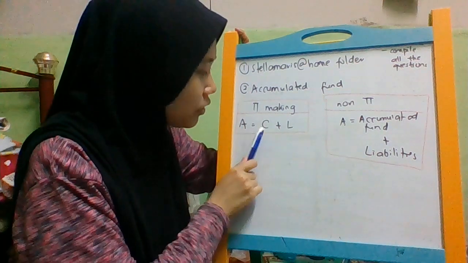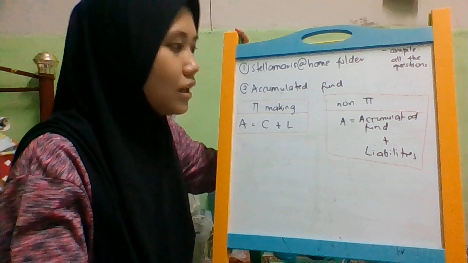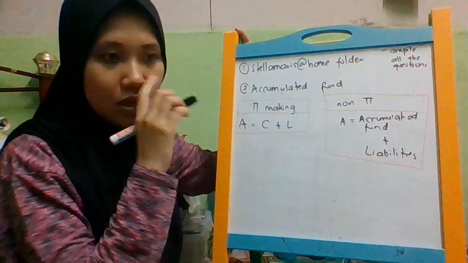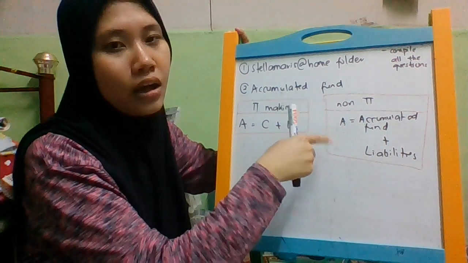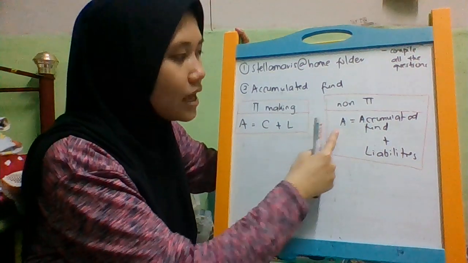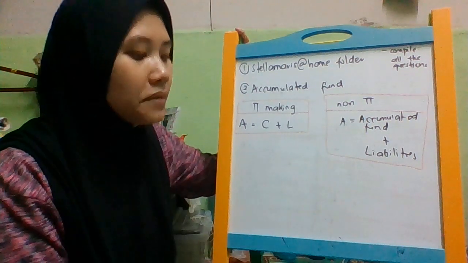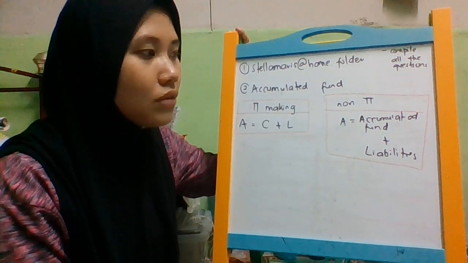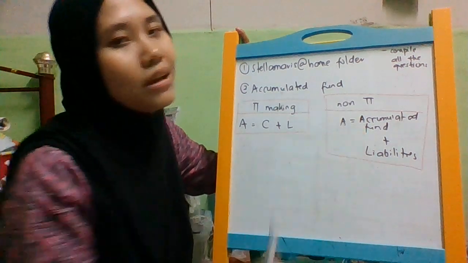Okay, normal company, we call it capital. But for non-profit organization, we call it accumulated fund. So let's say the question asks you to find accumulated fund. Just use this formula, accounting equation, same thing. Okay, asset equal to accumulated fund plus liability. Okay, and then another thing, the question will ask you on how to raise the accumulated fund itself.